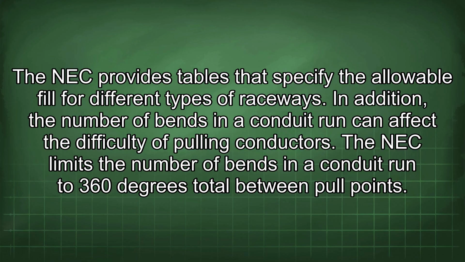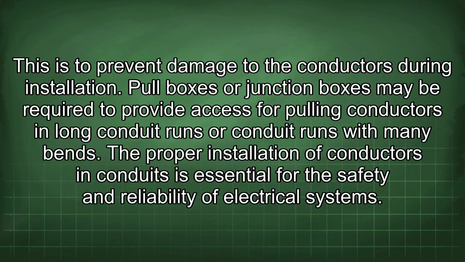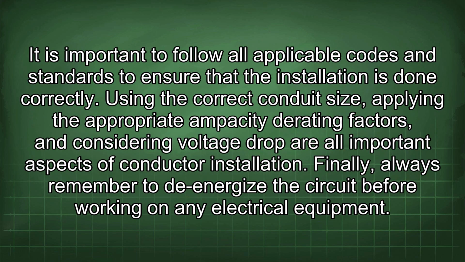In addition, the number of bends in a conduit run can affect the difficulty of pulling conductors. The NEC limits the number of bends in a conduit run to 360 degrees total between pull points. This is to prevent damage to the conductors during installation. Pull boxes or junction boxes may be required to provide access for pulling conductors in long conduit runs or conduit runs with many bends. The proper installation of conductors and conduits is essential for the safety and reliability of electrical systems. It is important to follow all applicable codes and standards to ensure that the installation is done correctly.